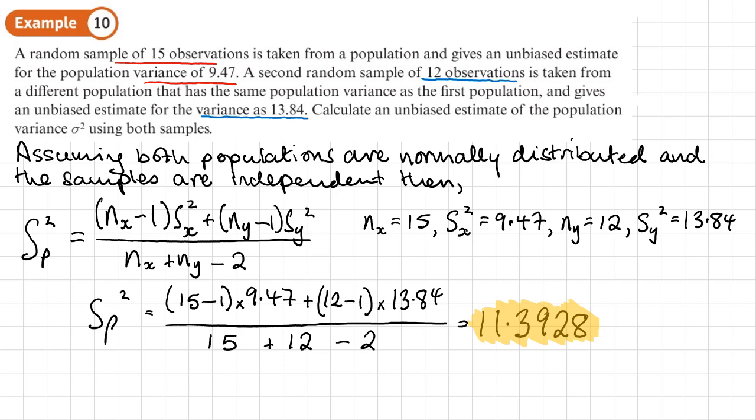pooled estimate. So that's the technical term, the proper name, pooled estimate for the population variance. So these two populations, we're saying this is our estimate for what the variance of these two populations are, we'd really want a confidence interval rather than a single value. So that's what the next example is going to deal with.